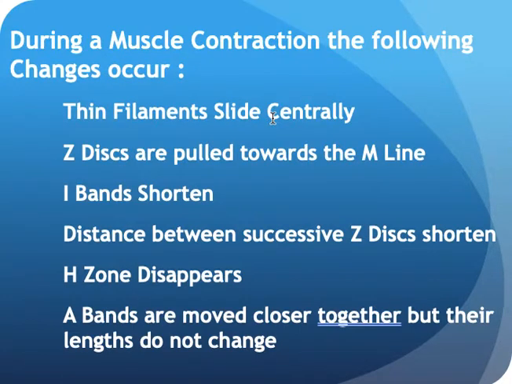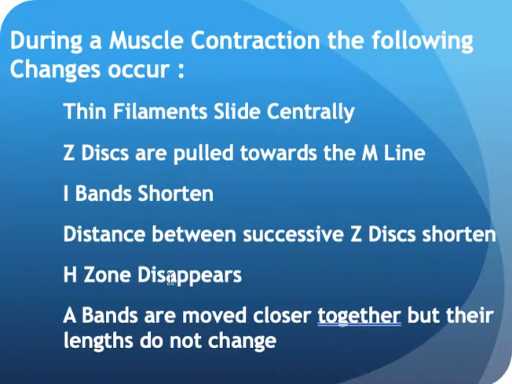The thick filaments are going to stay put, and the distance and the size of them are not really going to change. It's just going to be the heads that are going to pull on things. The Z discs are going to be pulled towards the M line. Okay, so we're going to go back and take a little picture and make sure we know what that M line is, and make sure that we know these Z discs are going to get pulled again towards that M line. The I bands are going to shorten.